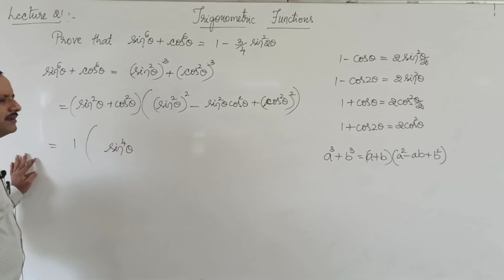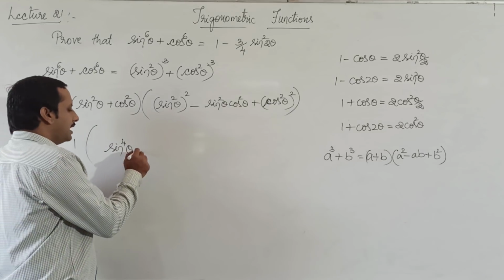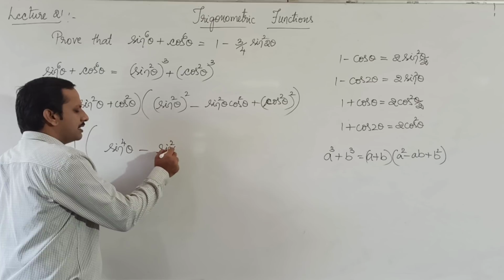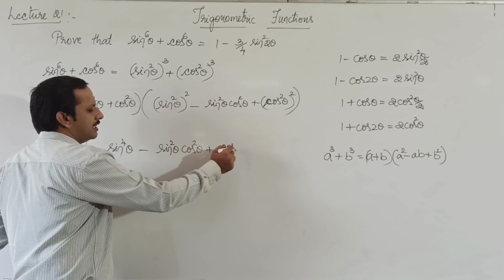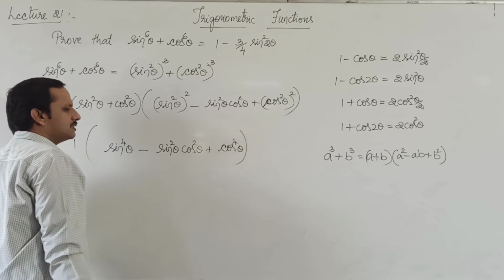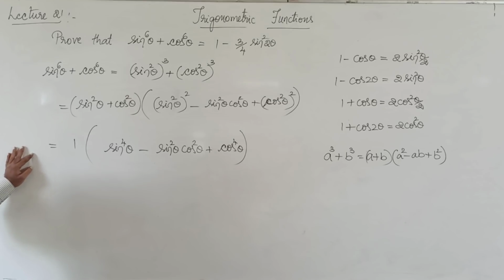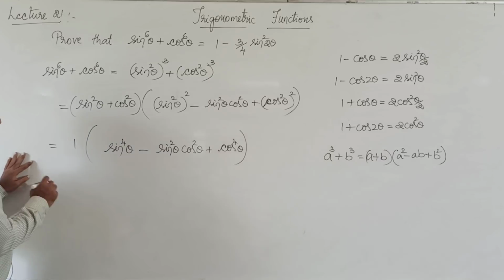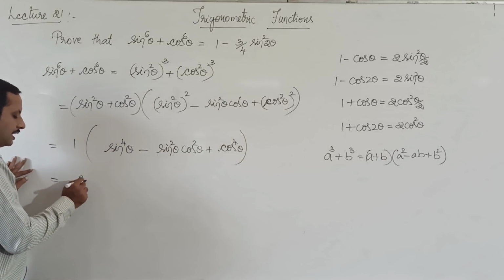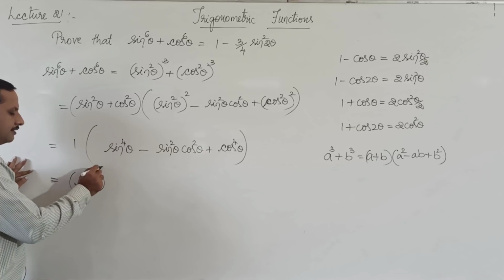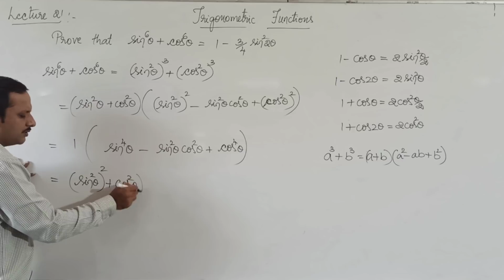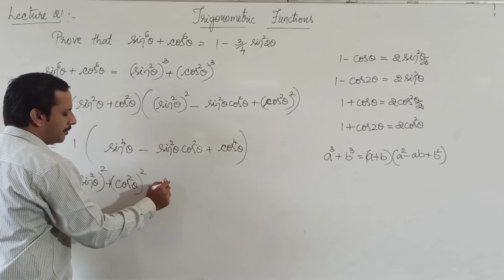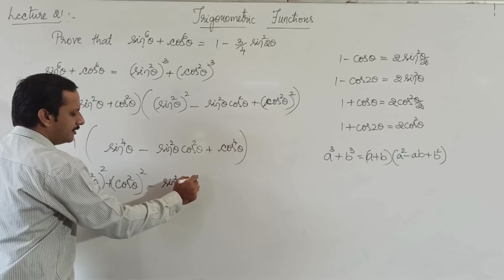I will write that as sin power 4 theta minus sin square theta cos square theta, plus cos square theta whole square, that is cos power 4 theta. Now sin power 4 theta, again we could have written it as sin square theta whole square plus cos square theta whole square minus sin square theta cos square theta, right? This is what we have.